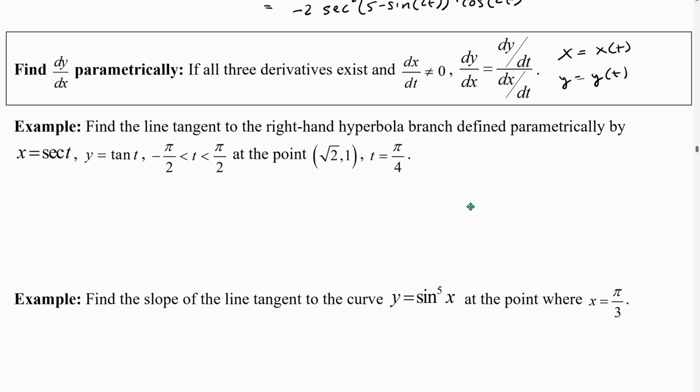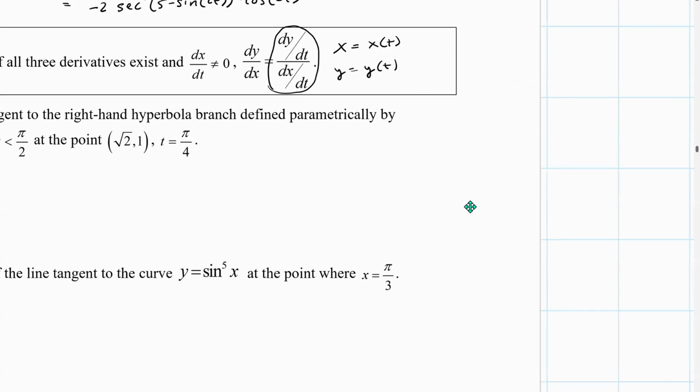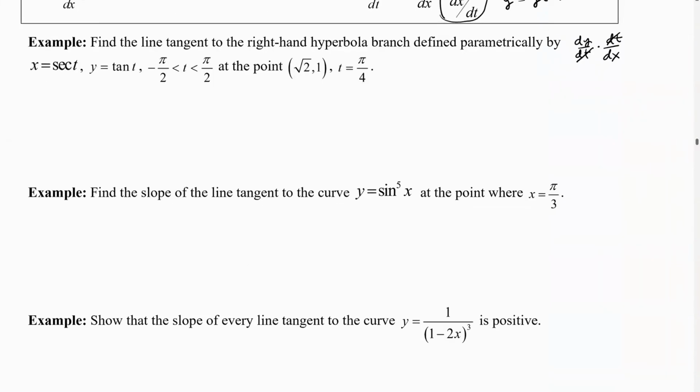The big idea though is you want to find the slope of a parametric equation. Here's our formula: dy/dt over dx/dt. Wait, let me rewrite that in a slightly different way. dy/dt divided by dx/dt, which is like multiplying by the reciprocal, dt/dx. Oh, look at that. The dt's cancel. It's just another application of the chain rule.